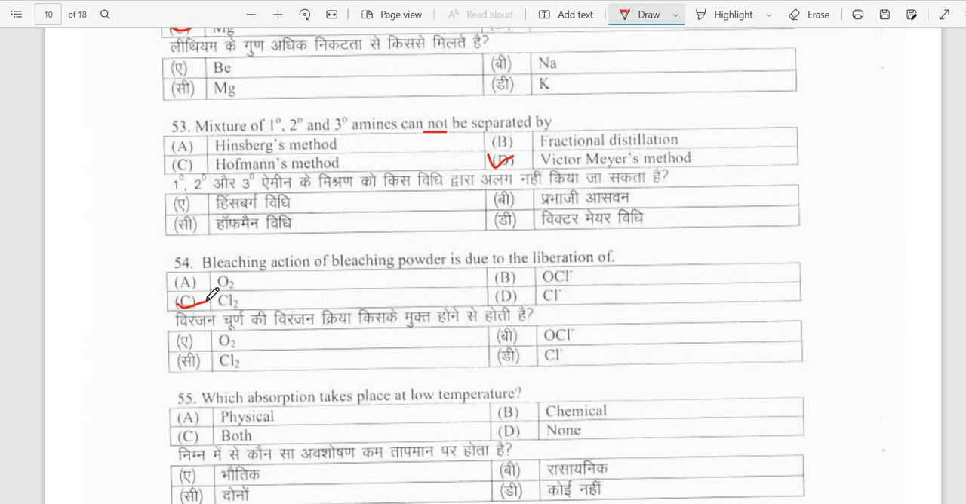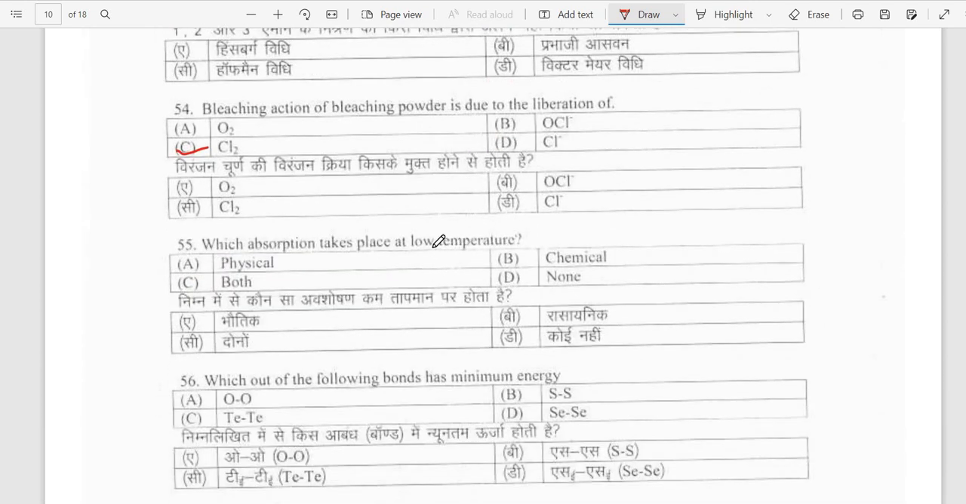Option C. Okay, and next one, which adsorption takes place at low temperature? Physical adsorption or chemical adsorption? Physical adsorption is just a van der Waals force of attraction, and chemical adsorption has a bond between the adsorbate and adsorbent. That's why at low temperature physical adsorption takes place. For chemical adsorption, high temperature is required.